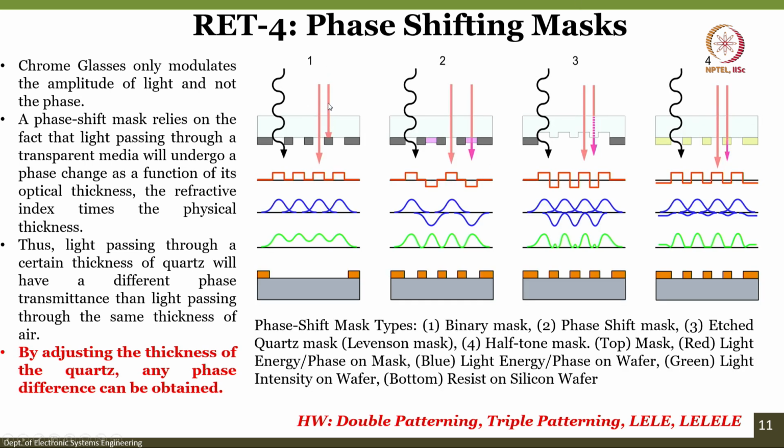So, overall 4 cases will be given. We will see all cases one by one. So, you see that case number 1. Case number 1 is nothing but a binary mask. This is your mask transmittance function, the red one is your mask transmittance function, this one is your diffracted electric field, and this is intensity.